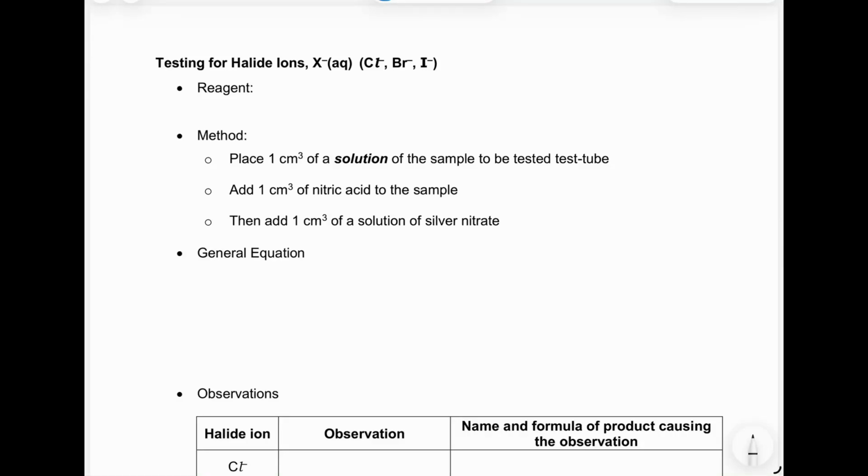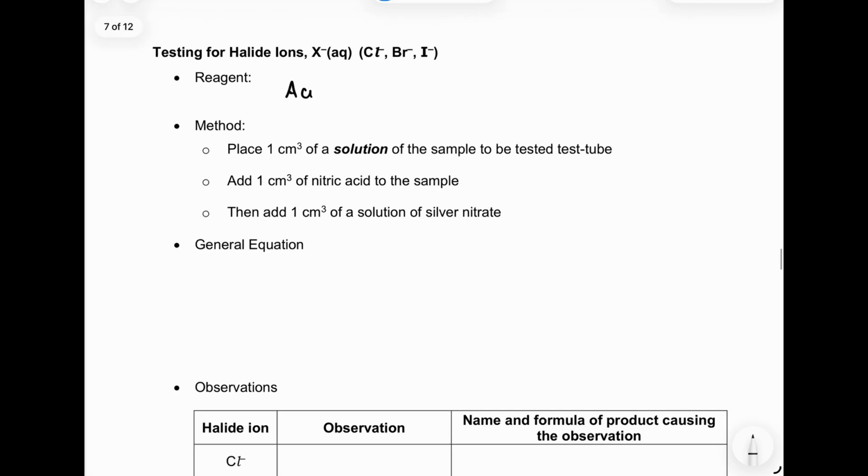Testing for halide ions. So we're going to look at how we could test for the chloride, bromide and iodide ions. You probably came across this test at GCSE, but we are going to add a couple of little extra bits in. So the reagent for testing for halide ions, you may remember from GCSE, is silver nitrate, but we do need to acidify the silver nitrate.